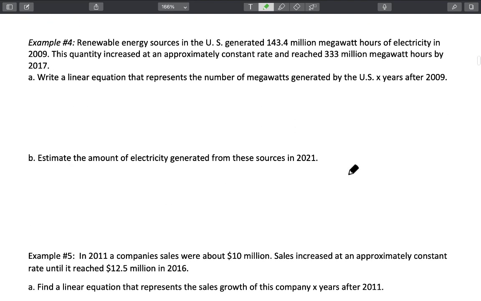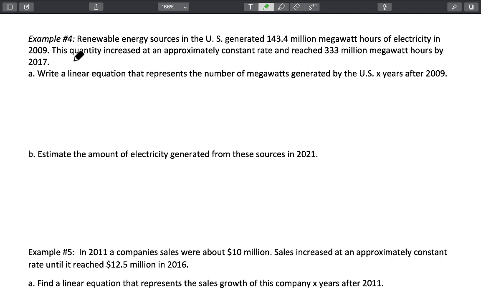All right, flipping the page over and doing one more little word example here for today. Example number 4 says renewable energy sources in the U.S. generated 143 million megawatt hours of electricity in 2009. This quantity increased at approximately a constant rate. Think of that as a linear slope, or a constant rate of change, and reached 333 million megawatt hours by 2017. We want to write a linear equation that represents the number of megawatt hours generated by the U.S. x years after 2009.